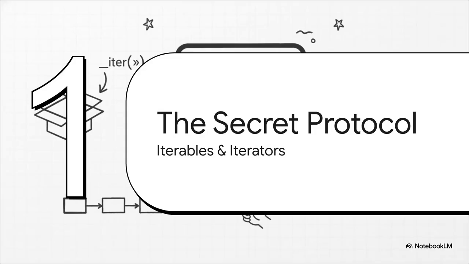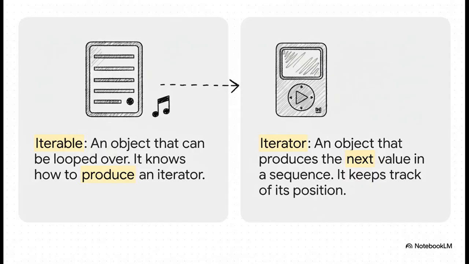Okay, the answer lies in this really elegant design pattern called the Iterator Protocol. It's the engine running everything, and to understand it, we need to meet the two main stars of the show. So, on one side, you have the iterable. Think of this like a playlist of songs. It's the whole collection, something you can loop over, like a list or a string. Then, on the other side, you have the iterator. This is the actual music player. It's the thing that serves up the songs one by one and remembers which one to play next.